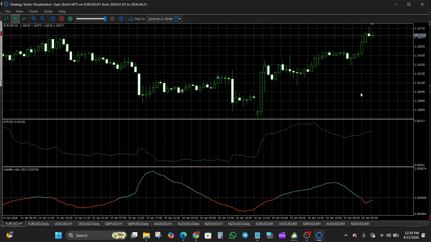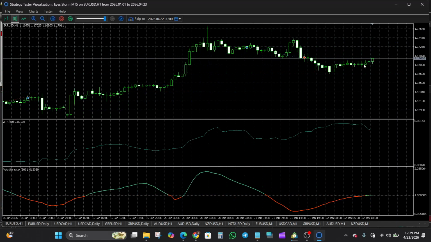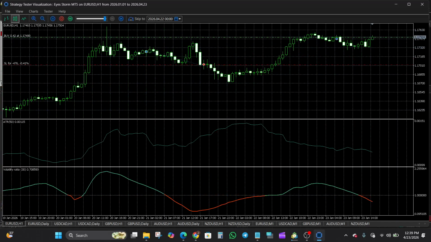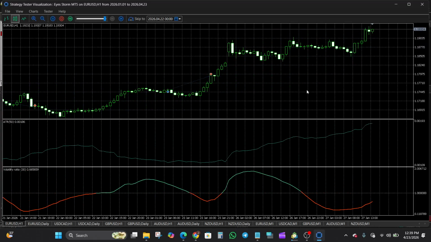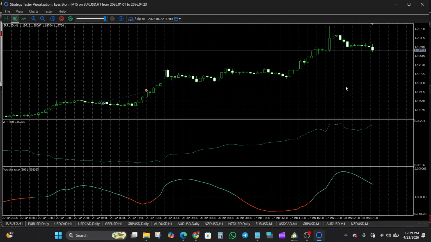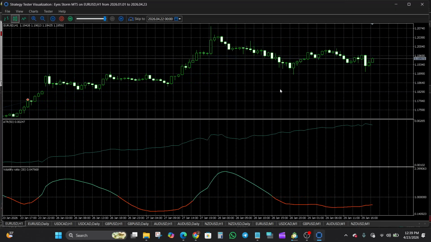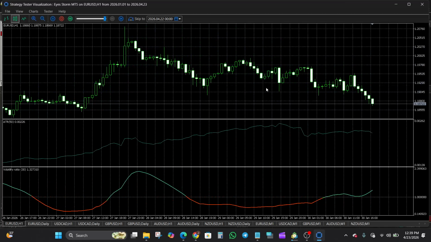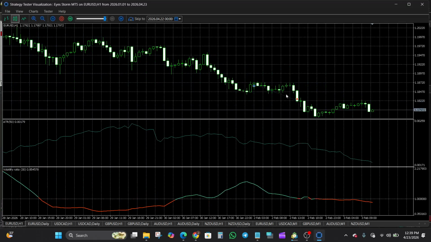You can also see that the trades are not held for so long. And you will also notice that there are fixed stop losses being used. And this is also important: the risk management, stop loss and take profit systems. You can also see take profit is being used.